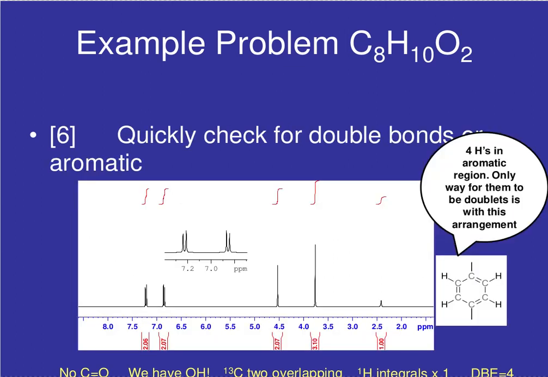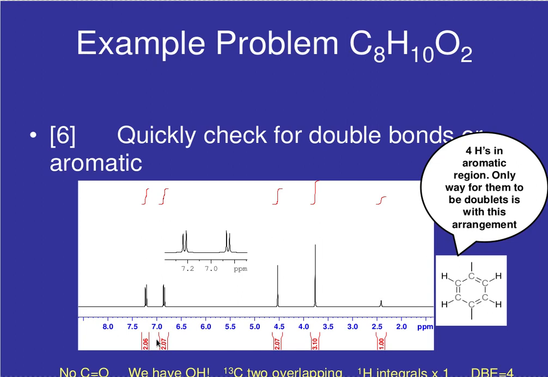Right. Now, check for double bonds or aromatic. If you look towards the left of a spectrum, it's easier to interpret what's going on. I notice in this case that we have some signals around about 7, and signals around about 7 are aromatic signals. So my first suspicion is that I have a benzene ring, and of course by looking at the integration I note that we have 4 protons in the aromatic region, which means that we can draw an aromatic system with 4 protons around.